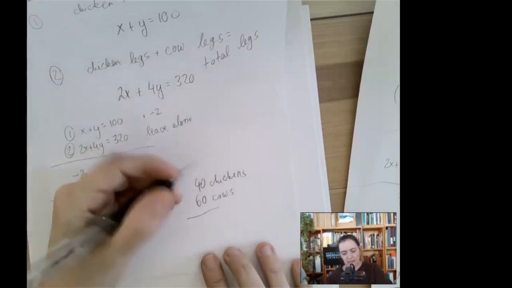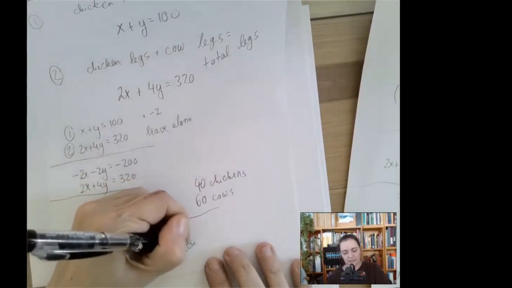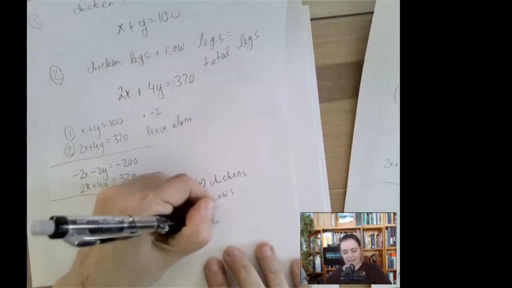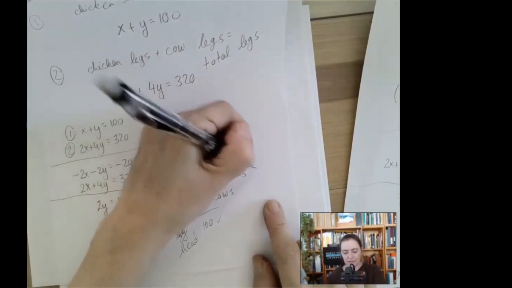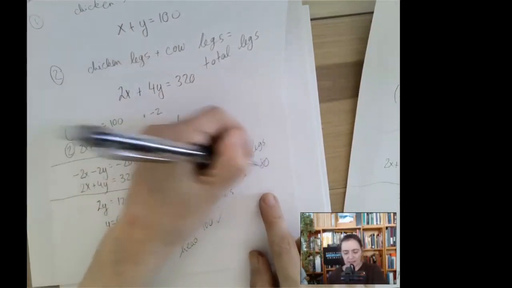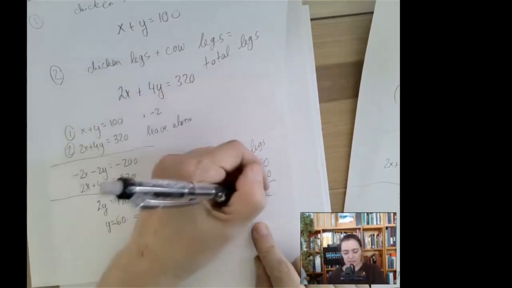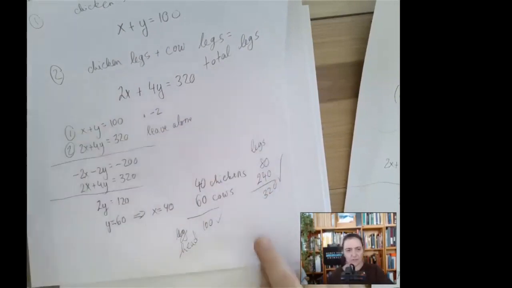Okay, so the legs is, no, the heads. The head count is right. And the legs, well, you multiply this, so the chickens contribute 80, the cows 240, and when you add those 2 up, you get 320. So it works.